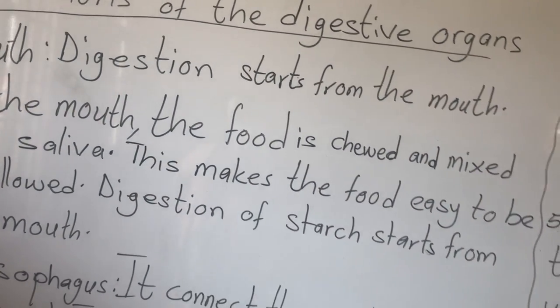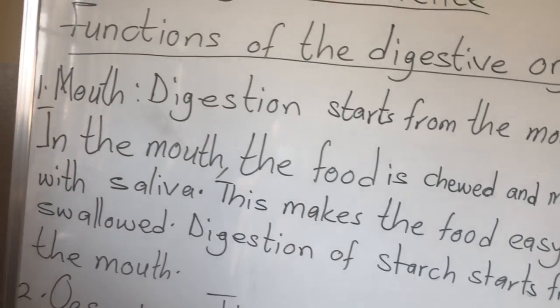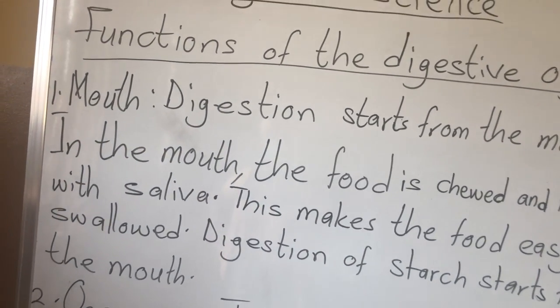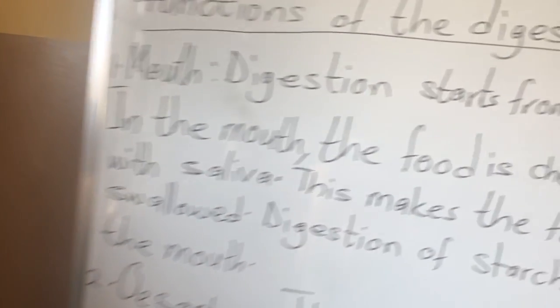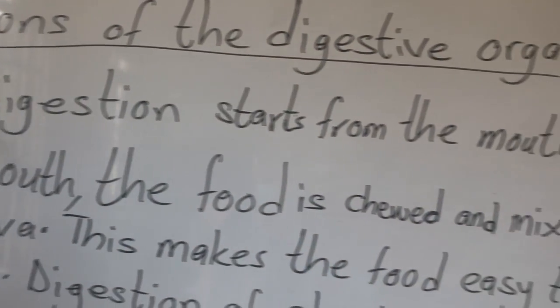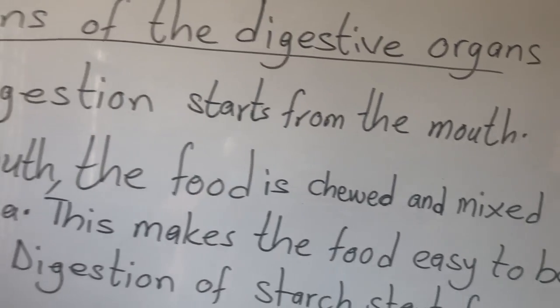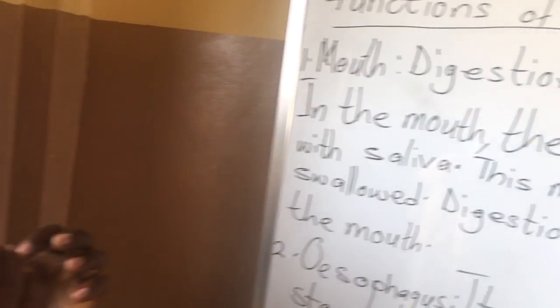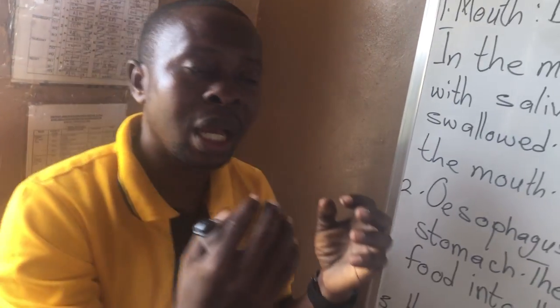Now, let's look at our yam. We learned that digestion is the process whereby food is broken down into smaller units. When we put the food into our mouth, we chew it. During chewing, we break the yam down into smaller units.